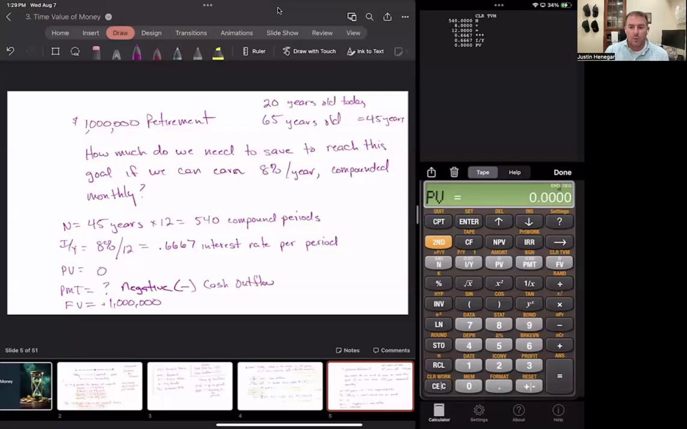We are trying to solve our payment, so we want to wait on that one, and we want $1 million in as a future positive cash flow. Remember, we want this money to come back to us. Okay. And as usual, I will hit compute and payment. Now look at that. As a 20-year-old for 45 years, you would have to put aside $189.59 per month. And at the age of 65, you will have $1 million.